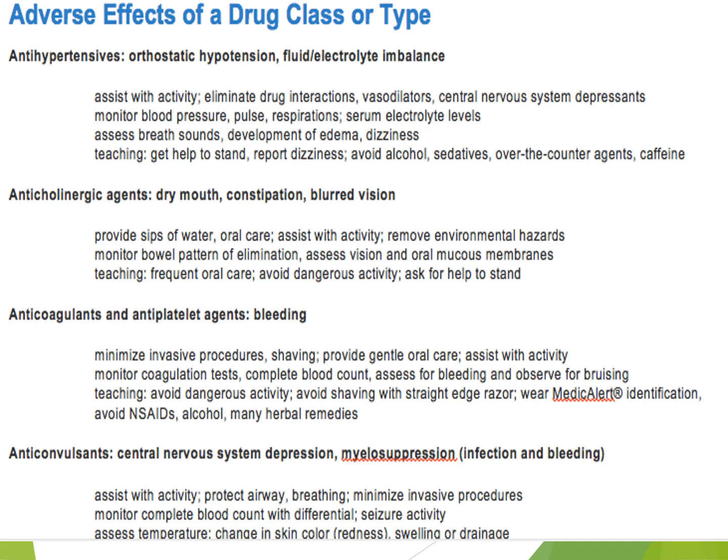assess for bleeding and observe for bruising. And teaching, making sure they avoid dangerous activities that can cause them to bleed, right? Those high contact sports. Avoid shaving again with a straight edge razor. Wearing medical alert bracelets and identification. So, God forbid if they're in a car accident, it'll alert the EMS that they're at risk for bleeding. Again, teaching them to avoid NSAIDs, right? Alcohol and many herbs have issues and contraindications with bleeding, right?